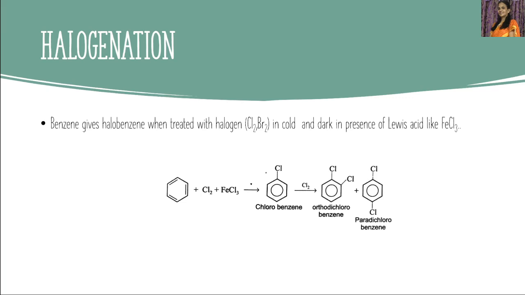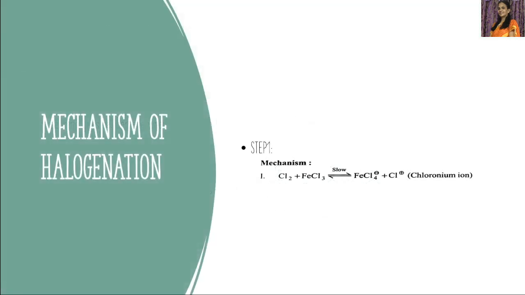So this is about the halogenation reaction. So benzene in presence of a Lewis acid like FeCl3 in dark, in the cold condition, combines with chlorine to form chlorobenzene. Now let's see the mechanism of this halogenation reaction.